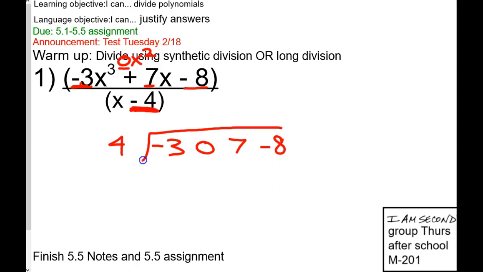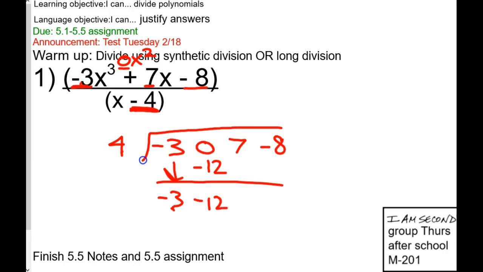Okay. So bring down the first one. Draw a little arrow. -3 will be my first term. Cool. So take this times this. What's -3 times 4? -12. And then we vertically add them. So 0 plus that -12 is -12.